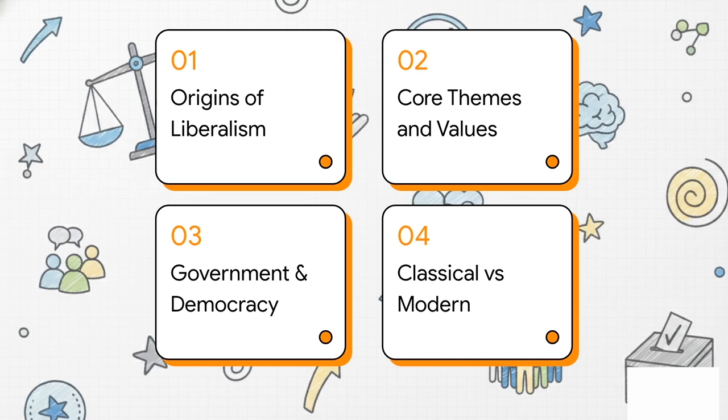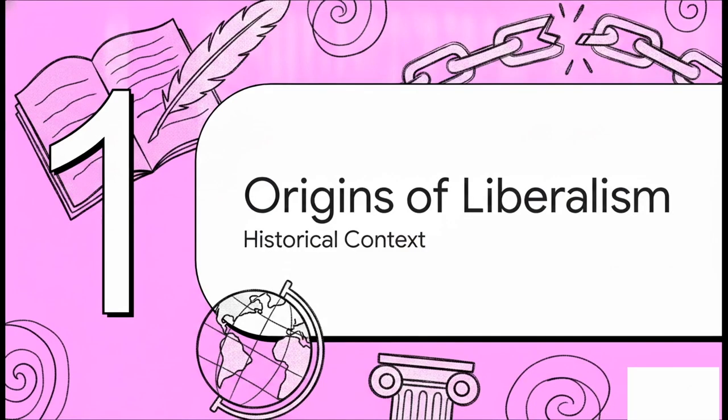Here's our roadmap for today. We're starting with the origins of liberalism. Then we'll explore its core themes and values, look at government and democracy, and finally, unpack classical versus modern liberalism. So, Section 1, the origins of liberalism.